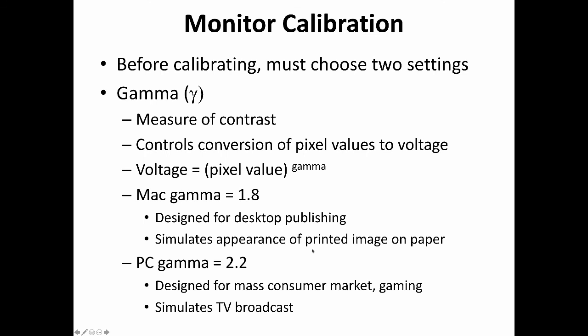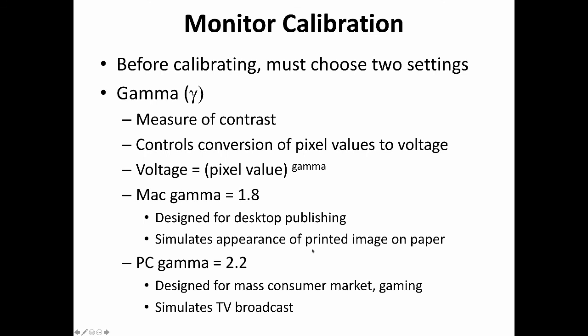However, the process is a little bit more complicated than that because there are two important settings that you have to select before you proceed with the actual calibration step. There's the gamma, and there's the white point or color temperature. You have to make choices about the values for these two settings before you can move on with calibration. Personally, I think it's important to understand these two settings so that you can make informed, educated choices about which value to use for gamma and which value to use for white point or color temperature before proceeding with the actual calibration process.